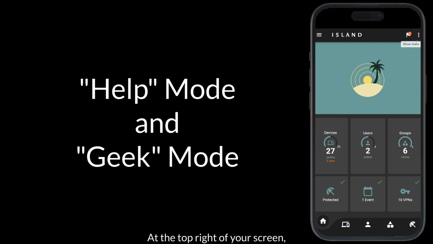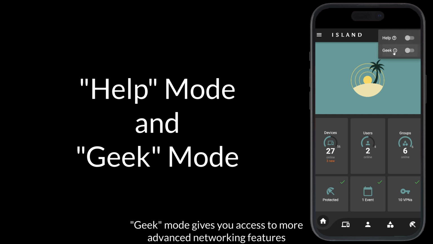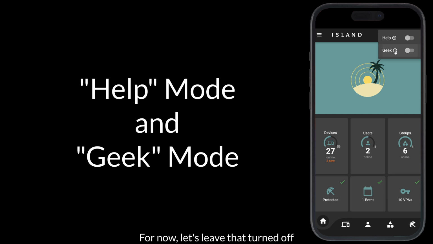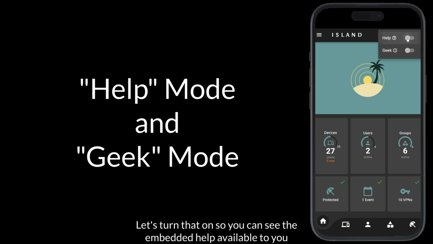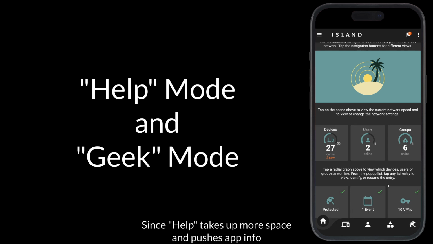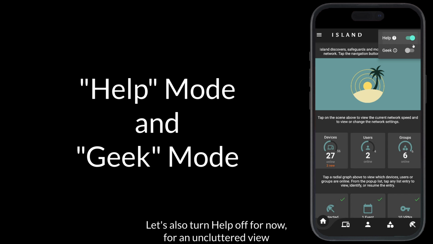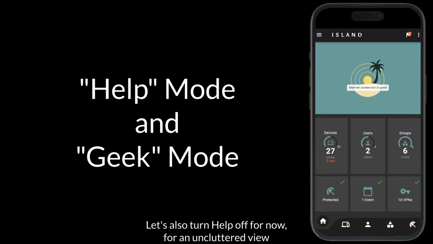At the top right of your screen, there's an icon with 3 dots. Clicking this opens up the settings to turn on Help Mode and Geek Mode. Geek Mode gives you access to more advanced networking features. For now, let's leave that turned off. Help Mode annotates everything on screen. This is for newer Island users. Let's turn that on so you can see the embedded help available to you throughout the app whenever you need it. Since help takes up more space and pushes app info further down your mobile screen, let's also turn help off for now for an uncluttered view.